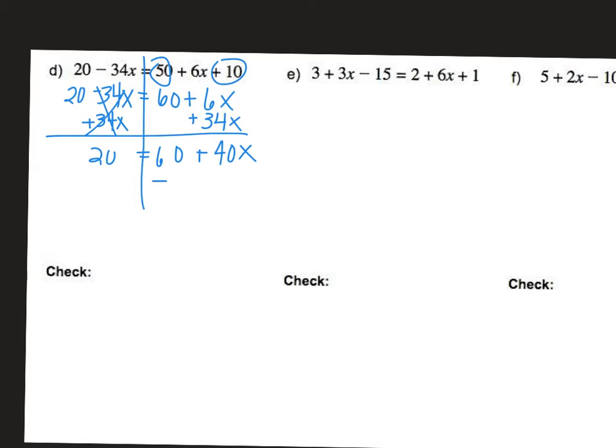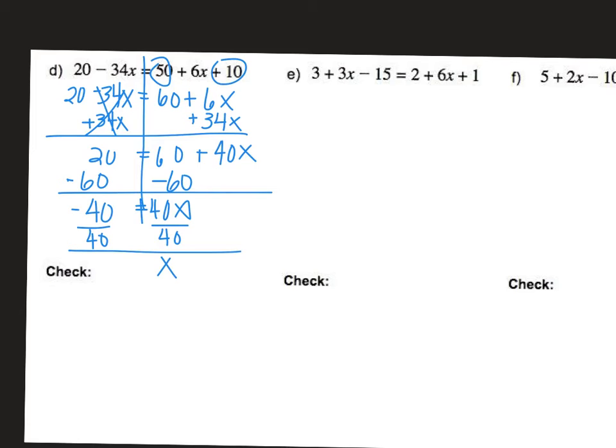To get rid of plus 60, we'll minus 60, giving us negative 40 equals 40x. To get rid of times 40, we'll divide by 40. X equals negative 1 on this one.